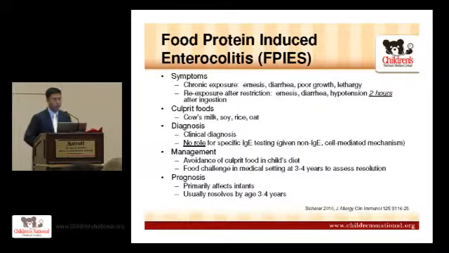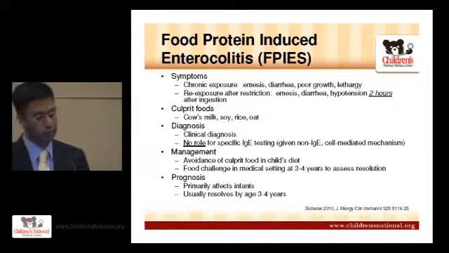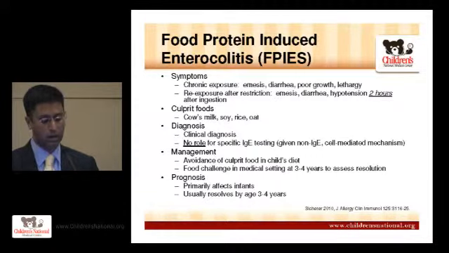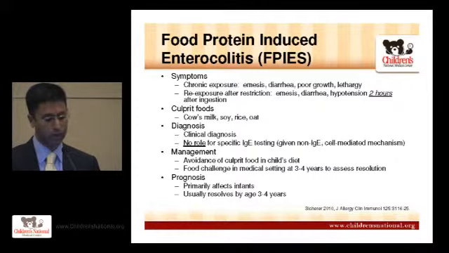Chronic exposure in this patient population can lead to GI symptoms. Re-exposure after restriction classically had this presentation 2 hours after ingestion of causing emesis, diarrhea, hypotension. The most common culprit foods for FPIES are milk, soy, rice, and oat. And the diagnosis is clinical. So because it's T-cell mediated, IgE testing is going to be of no utility here.